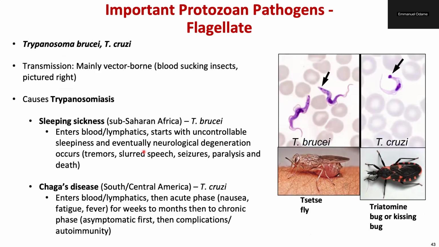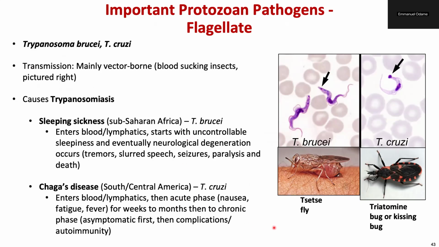And then we also have this species of protozoan, Trypanosoma brucei and Trypanosoma cruzi. Their mode of transmission is mostly vector-borne, that is blood-sucking insects, which you can see here. The first one, Trypanosoma brucei, causes sleeping sickness, which is basically trypanosomiasis. You sleep a lot, and then it eventually leads to neurodegeneration. You have paralysis and end up dying.